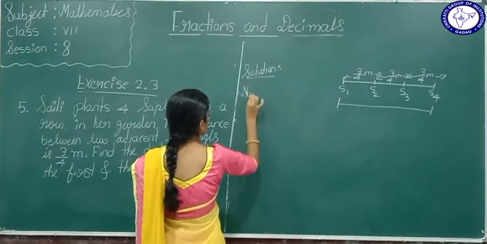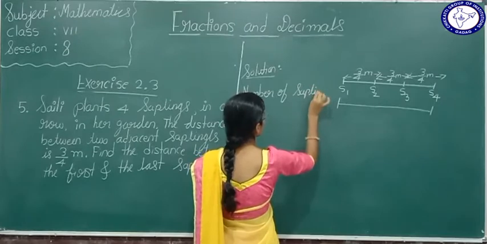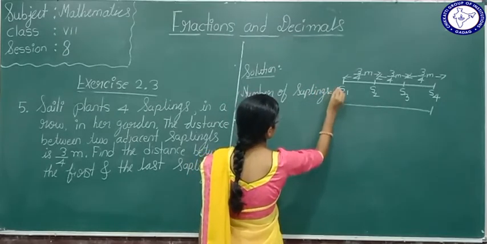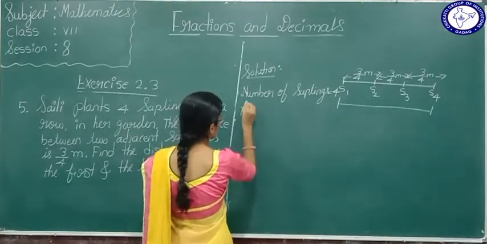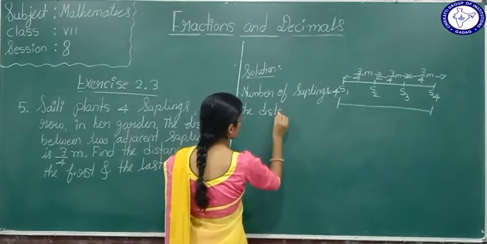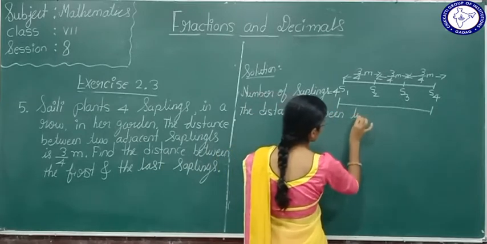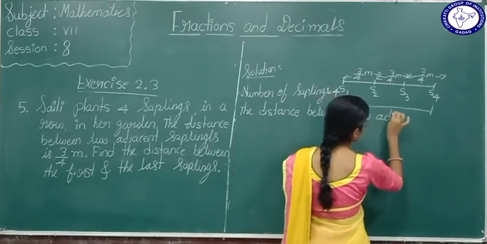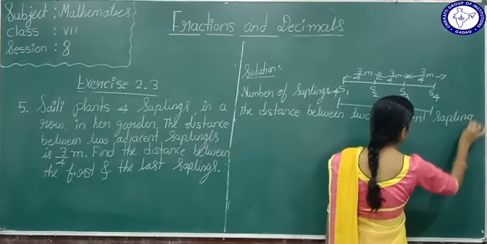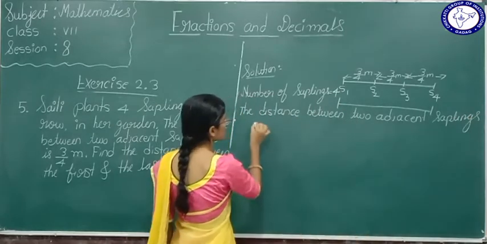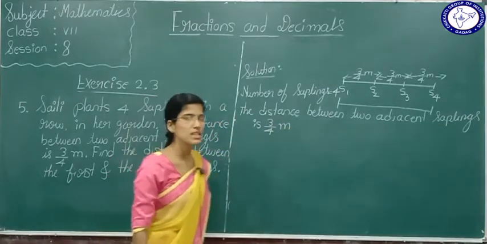Number of saplings is 4. The distance between two adjacent saplings is 3/4 meter.